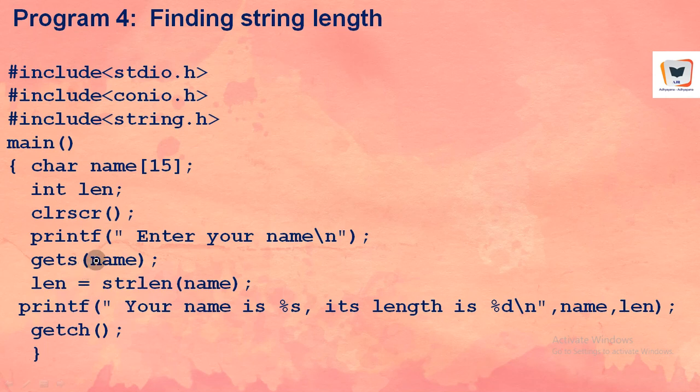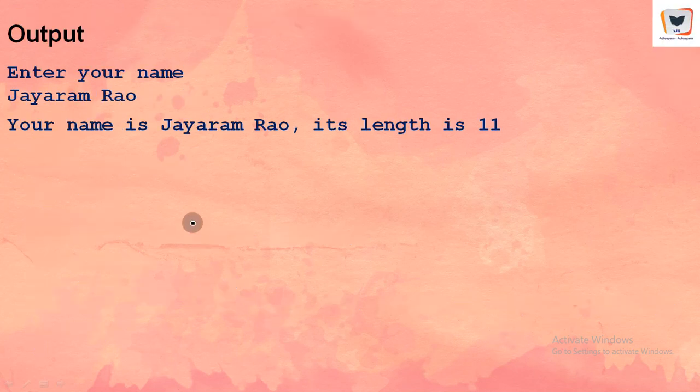As we have discussed earlier, it is wrong to use scanf because scanf will be delimited as soon as it encounters white space. Therefore, if at all we want to enter a sentence, then gets is the best. A sentence is a string consisting of many words with spaces in between. So length equal to strlen of name. Okay, so whatever your name is, percent s, its length is percent d, name comma length, and it is: enter your name, Jayaram Rao.